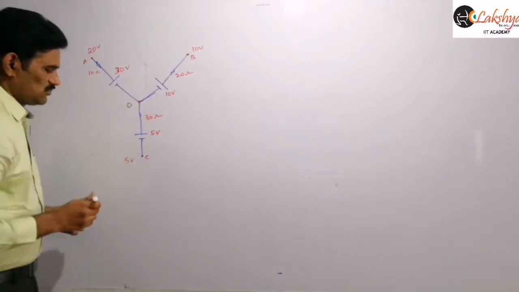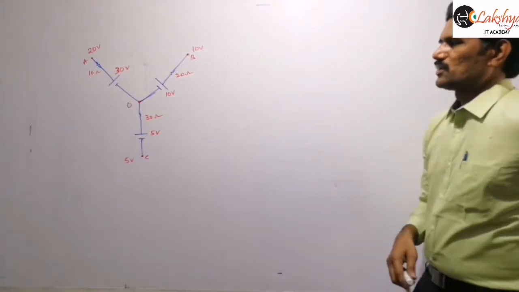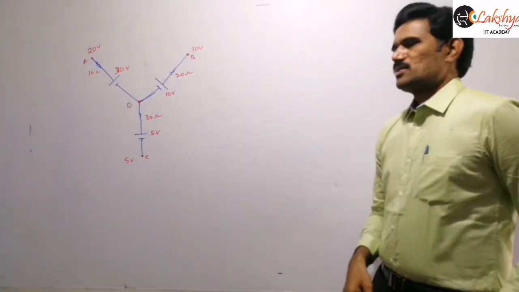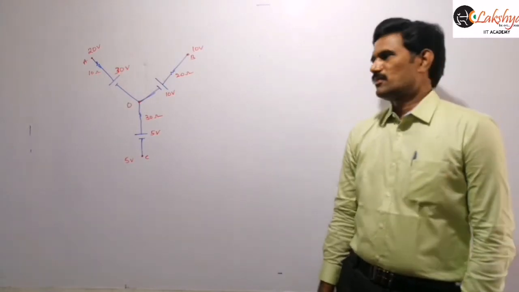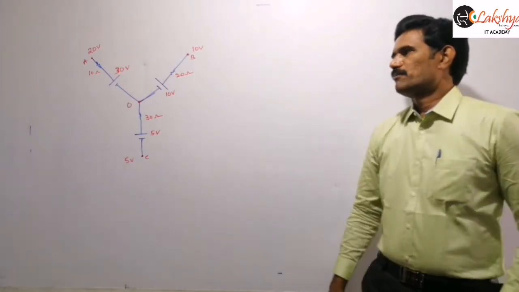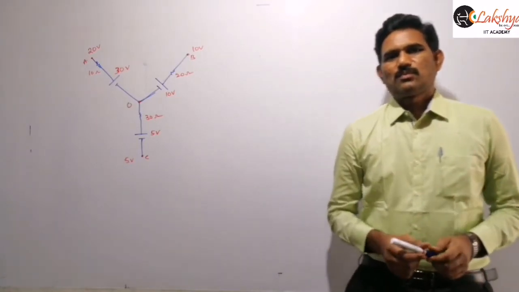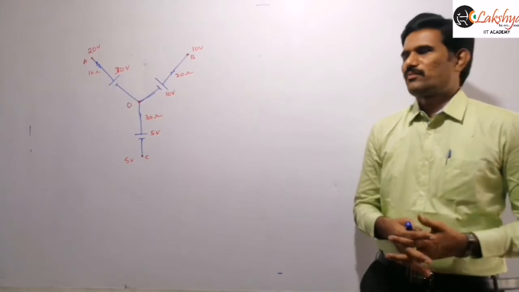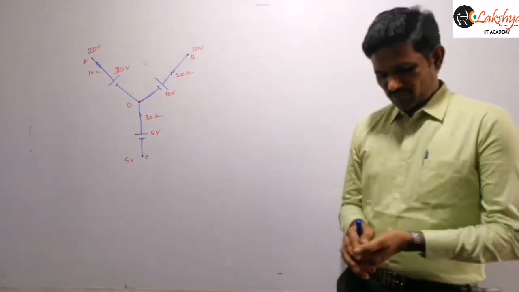So here also, same, we need to find the potential of that point O and write the current through the different resistors. So just write that question: in the circuit shown in figure, find the potential of the junction O, and current flowing through the different resistors.